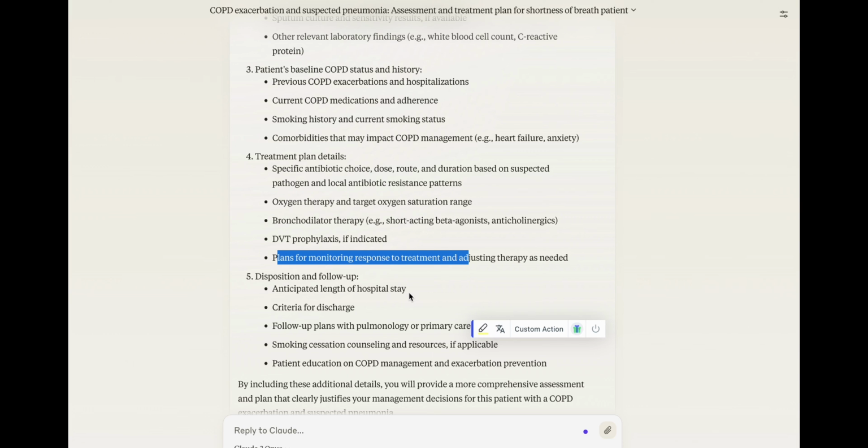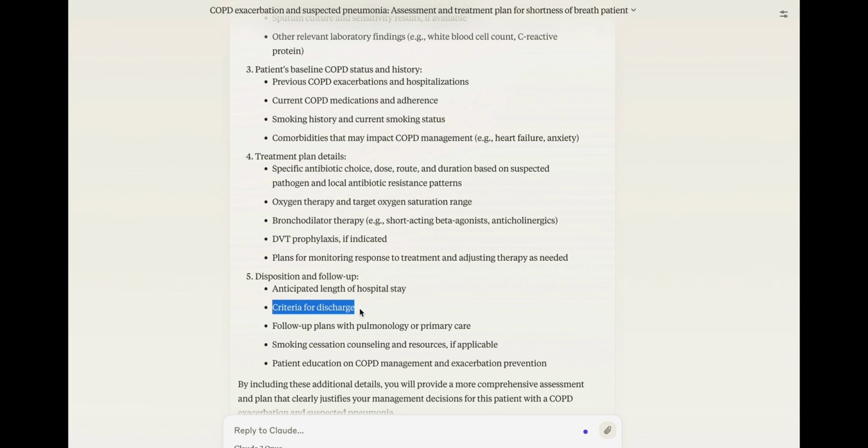How long I anticipate the patient is going to be in the hospital, when the patient should be discharged. And this is important if you are working in an academic setting. If you are admitting a patient and the person who is taking the handover from you is a first-year resident or a medical student, this is important for them as a learning point. What are the criteria they should look for to assess when this patient can be discharged?